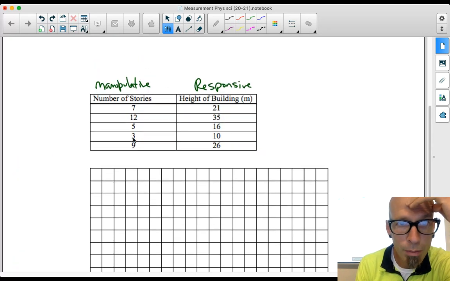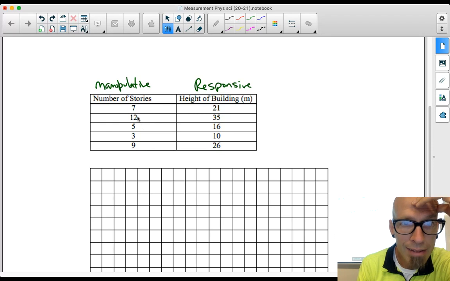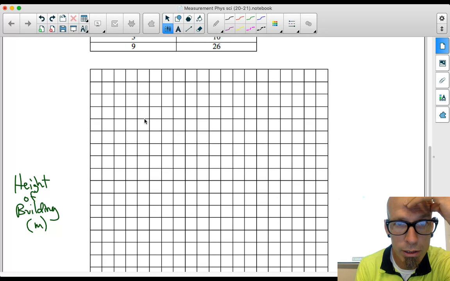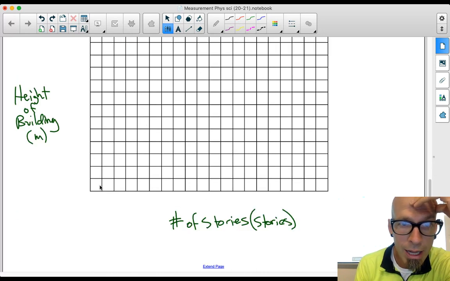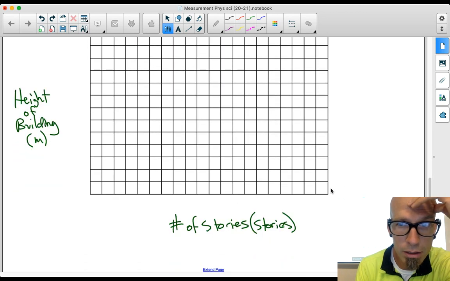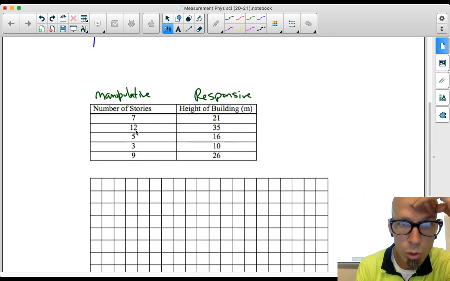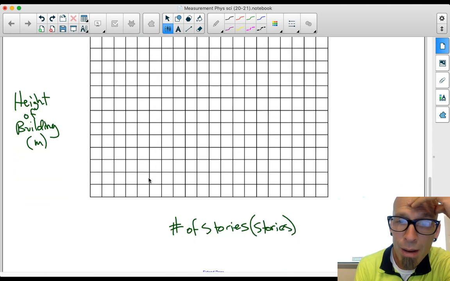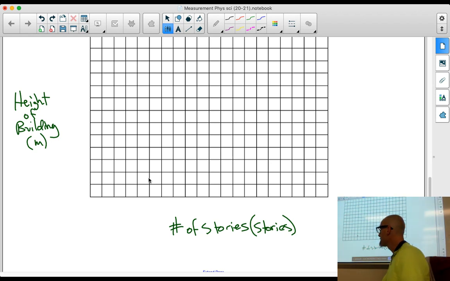But in this case, if you look at my data, the number of stories, I have to go up to 12 total is my biggest value of number of stories, and that's going on the x-axis. If I only have 19 boxes to get across here, what do you think would be an appropriate interval for that? If I have 19 boxes and I have to get up to 12, I think my only option is to go by ones. I think I have to go by ones across that axis. So I might do something like this.